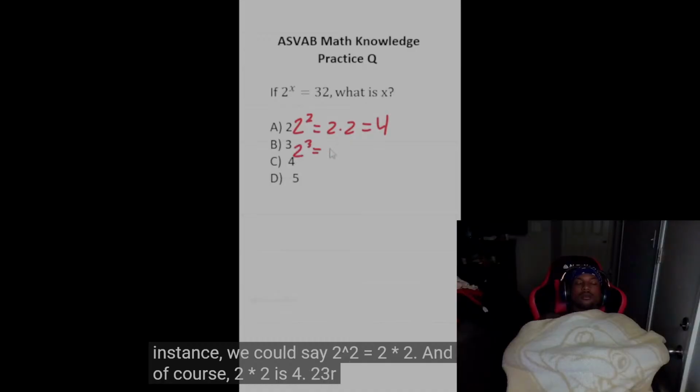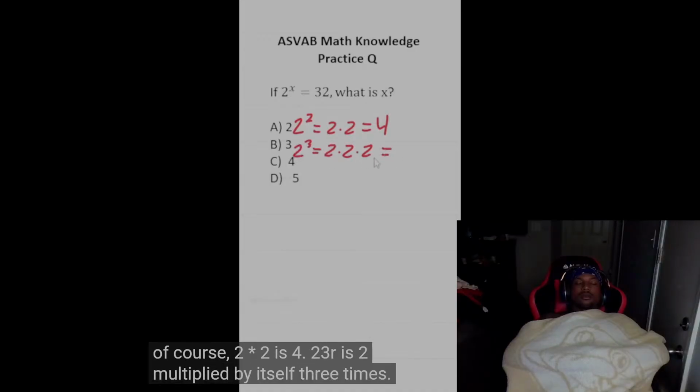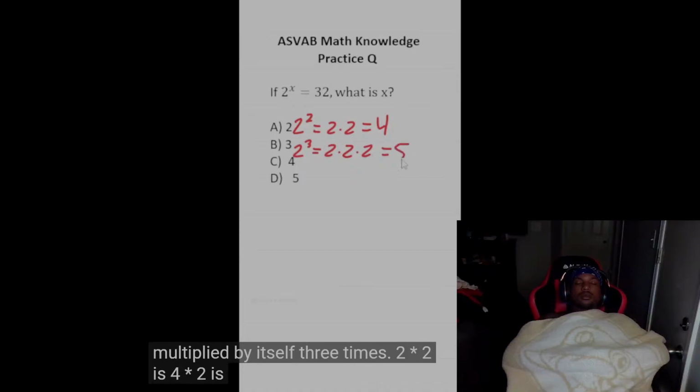2 to the third is 2 multiplied by itself 3 times. 2 times 2 is 4 times 2 is 8. Likewise, 2 to the fourth is 2 multiplied by itself 4 times.